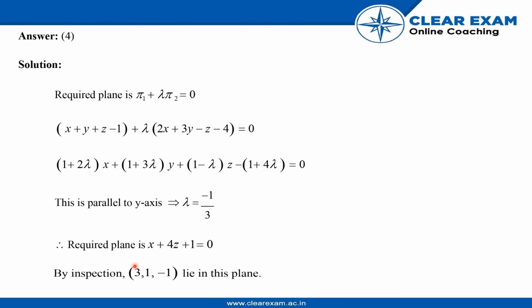So the required plane is x + 4z + 1 = 0. By inspection, the point (3, 1, -1) will lie on this plane. So the answer will be option 4.